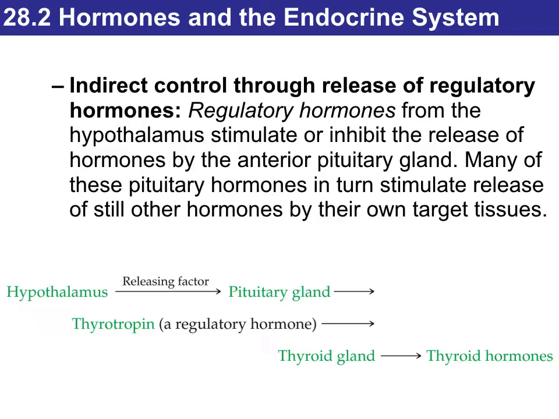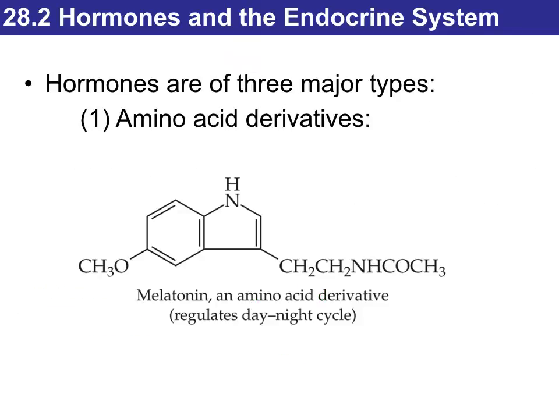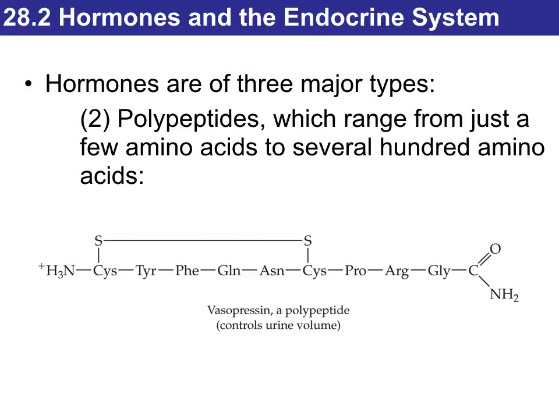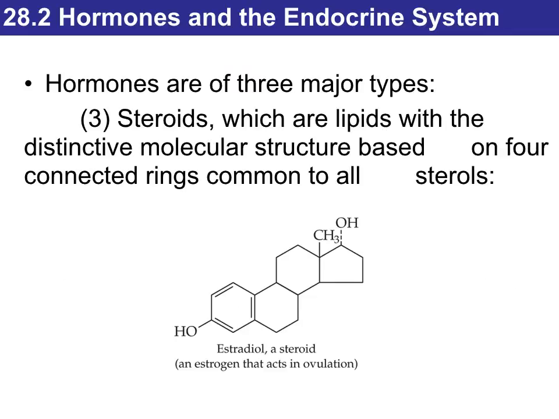Now, there are three major types of hormones. Some of them are amino acid derivatives, and I will not ask you to know the structure. You have polypeptides, so they can go from a few amino acids to several hundred amino acids. And finally, you have steroids. They have that very characteristic structure based on four connected rings that's common to all sterols.